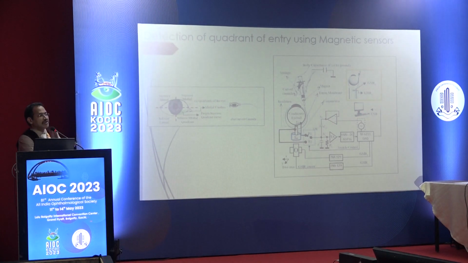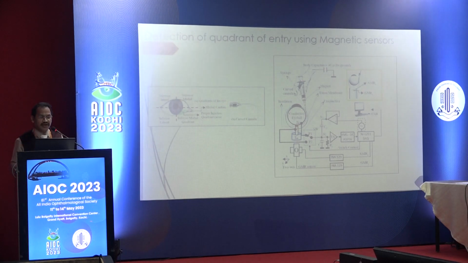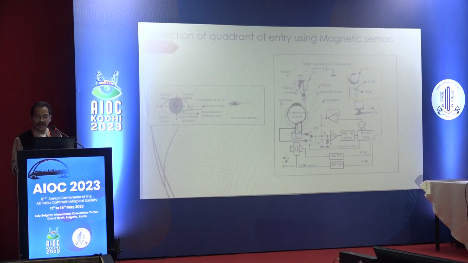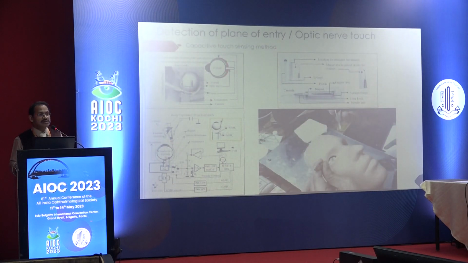So in this way we are able to see in which quadrant the delegates are entering, whether they are entering into the superomedial or the inferolateral, etc. Also, this simulator can detect the plane of entry, whether they are entering into the wrong plane, that is the subconjunctival plane, or into the correct plane, that is the subtenons. If they are entering into the correct plane, that is subtenons, then a green light will come.